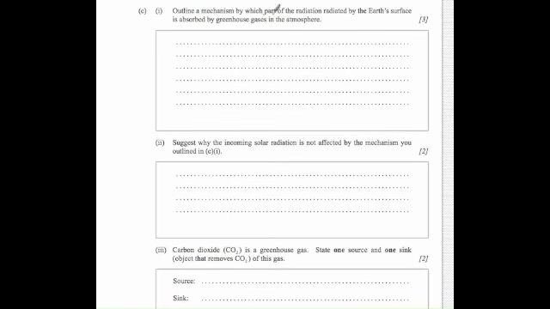Now, the mechanism by which part of the radiation radiated by the Earth's surface is absorbed. Well, the first point here is that because the temperature of the Earth is around 286 Kelvin, the part of the electromagnetic spectrum that the Earth is radiating in is the infrared region. So infrared radiation is emitted by the Earth. And that's key because as the radiation travels through the atmosphere, it encounters greenhouse gases.